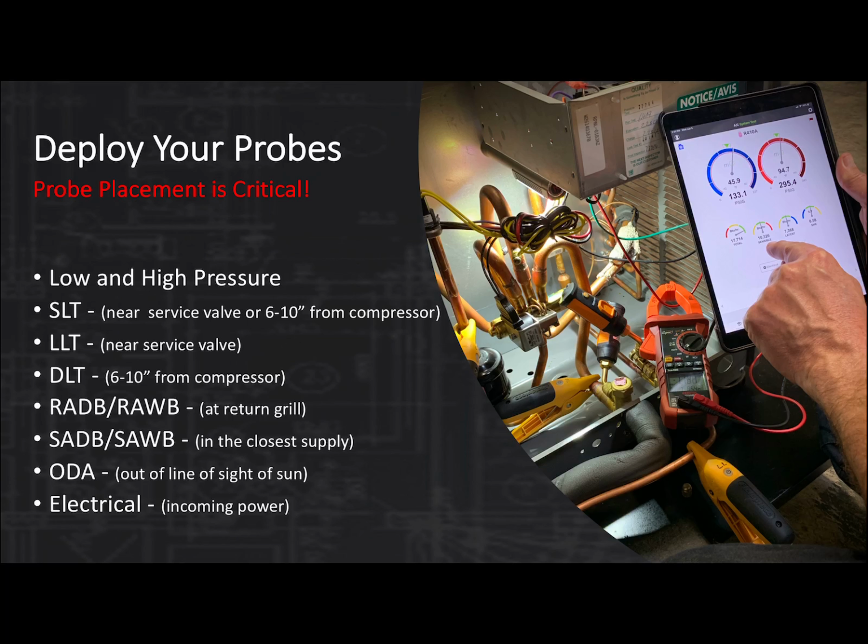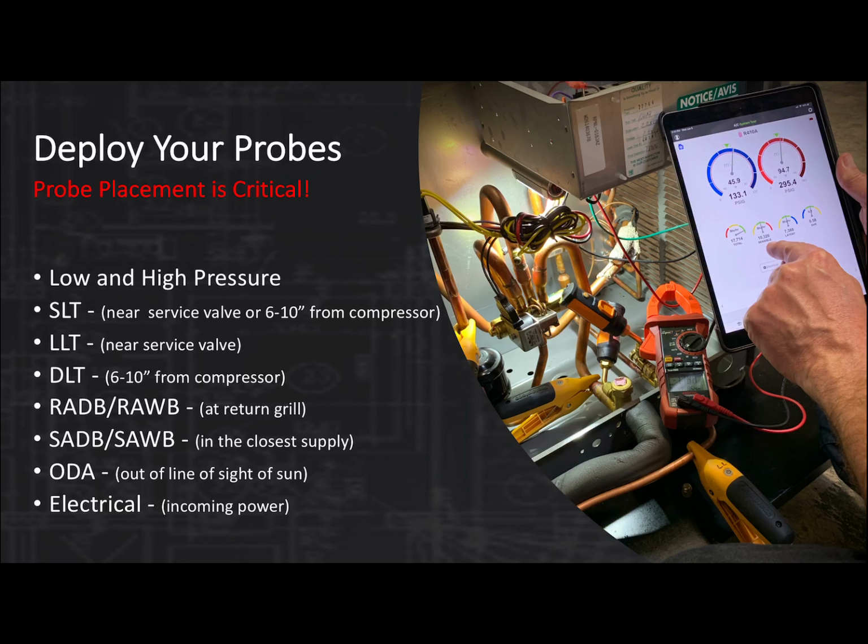Deployment of your probes is absolutely critical, and deployment means where you put your probes in the system. Again, it's a diagnostic app, so garbage in, garbage out, right? So we got to make sure that we're connecting the probes in the right place. So obviously low and high pressure, those are pretty simple for everybody. Suction line, 6 to 10 inches away from the compressor. We're actually measuring total superheat for superheat on the compressor. Liquid line, near the service valve. Discharge line, 6 to 10 inches away from the compressor.